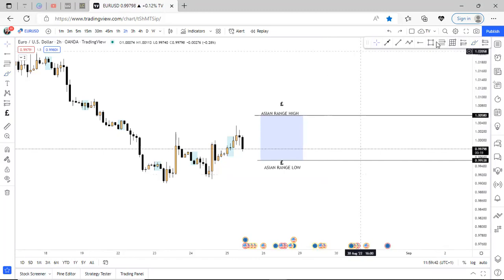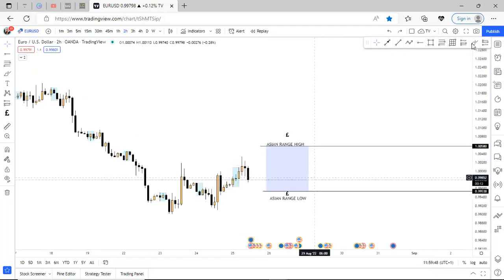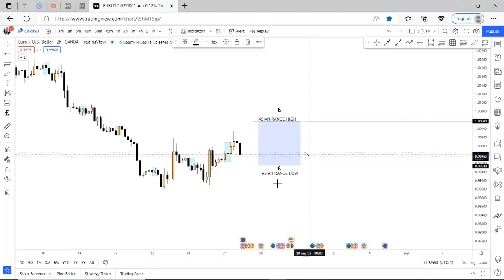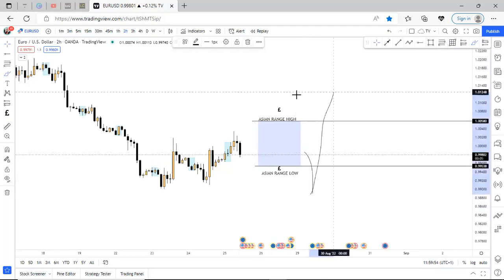If the bias on a particular pair is for buys, most times you will see price grab the Asian range low first. We take out the liquidity sitting below the Asian range low, and you see price move up to grab the Asian range high next. So this always guides me to know what to trade.